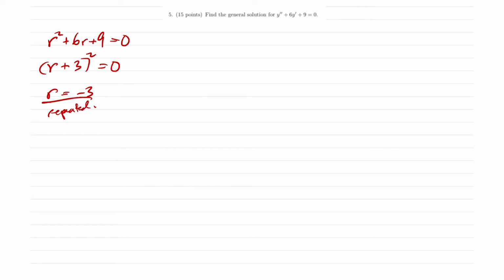So this one, we're trying to find a general solution for y double prime plus 6y prime plus 9y is equal to 0. So we get r squared plus 6r plus 9 is equal to 0. It's going to give us (r plus 3) squared is equal to 0. That tells us r is equal to minus 3. It's a repeated root. The general solution is c1 times e to the minus 3t plus c2 times t e to the minus 3t. And that is the general solution. So that's done.